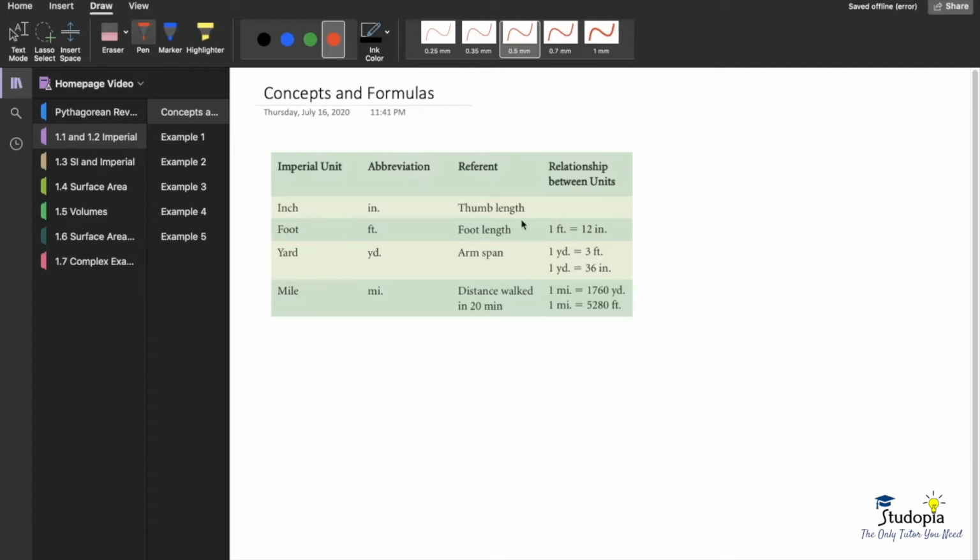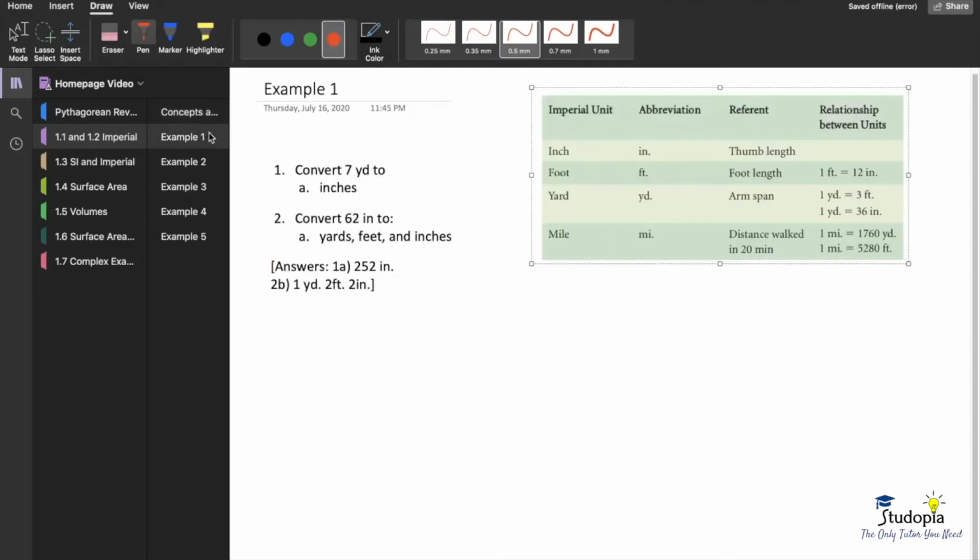So some things to remember here is that inch is the smallest unit, foot is bigger than an inch, yard is bigger than a foot, and mile is bigger than a yard. So basically going down, we're going from the smallest unit to the largest unit, okay? Keep that in mind. So based on that, let me just show you some hands-on examples on how to use this to do unit conversions.